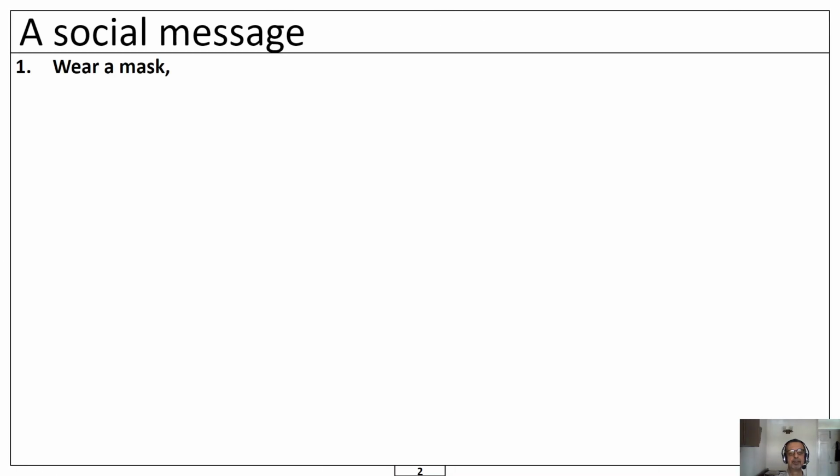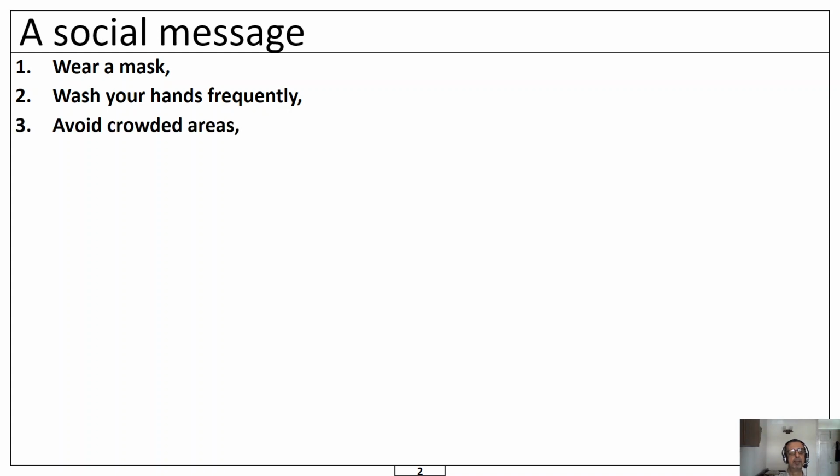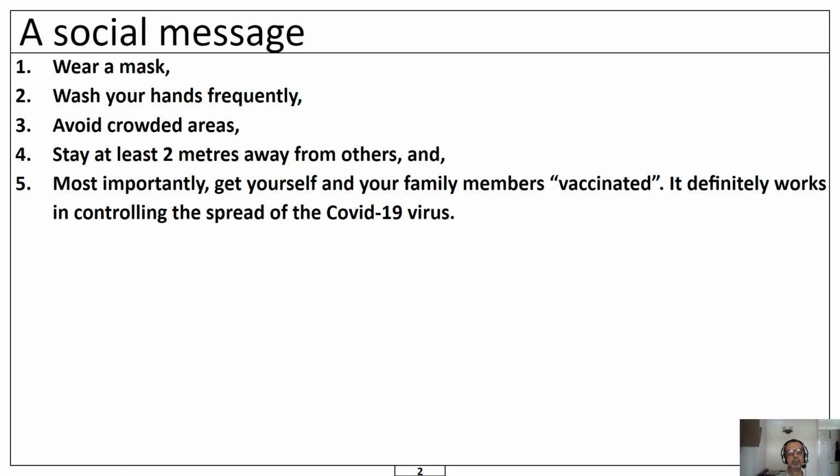Please do wear a mask at all times. Please wash your hands frequently. Please avoid crowded areas. Please stay at least 2 meters away from others. And most importantly, get yourself and your family members vaccinated. It definitely works in controlling the spread of the coronavirus.